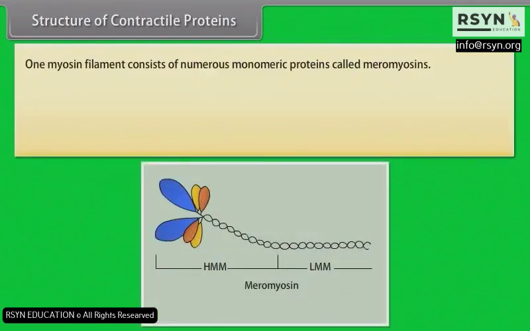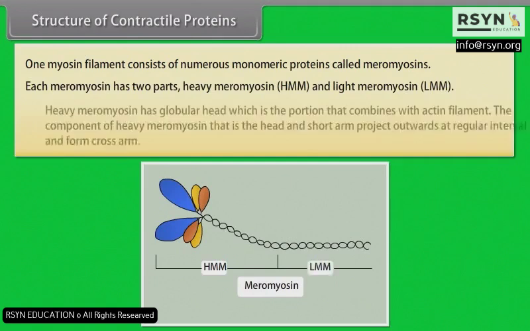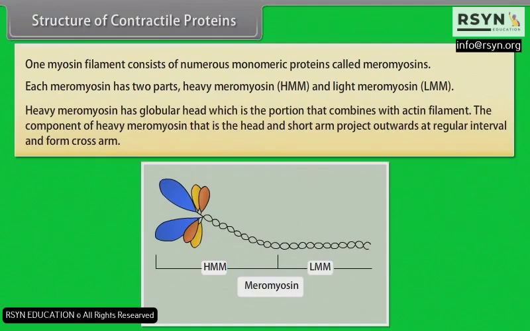One myosin filament consists of numerous monomeric proteins called meromyosins. Each meromyosin has two parts, heavy meromyosin, HMM, and light meromyosin, LMM. Heavy meromyosin has globular head, which is the portion that combines with actin filament. The component of heavy meromyosin, that is the head and short arm, project outwards at regular intervals and form cross arm.